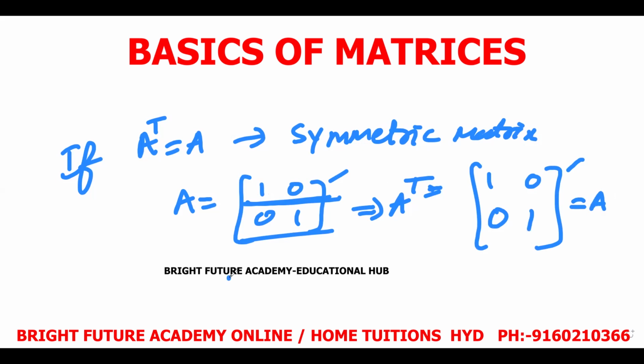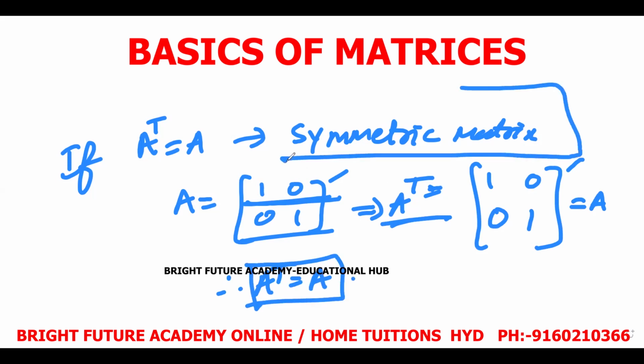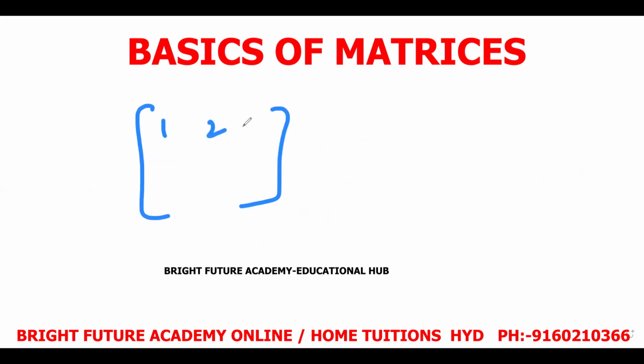Even though we transpose, the transpose of this one, A transpose is equal to A. So this kind of matrix is called a symmetric matrix. Now see 1, 2, 5, 3, 2, 6, 7, 8, 4.